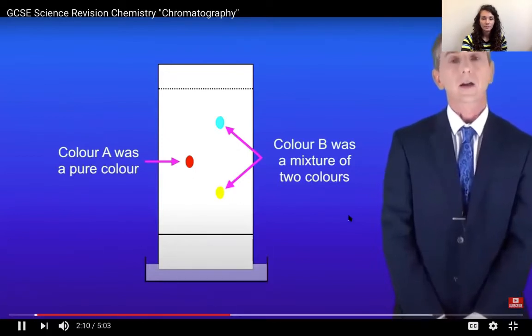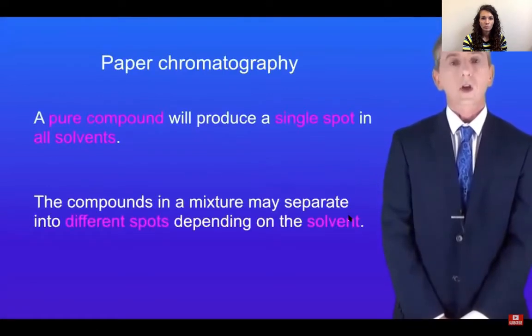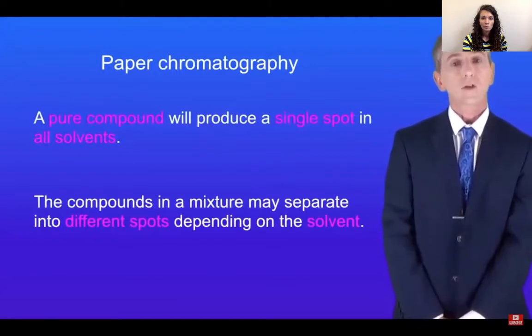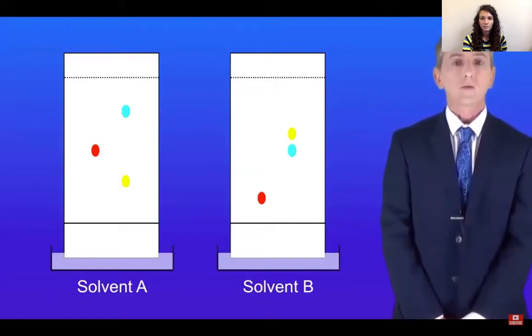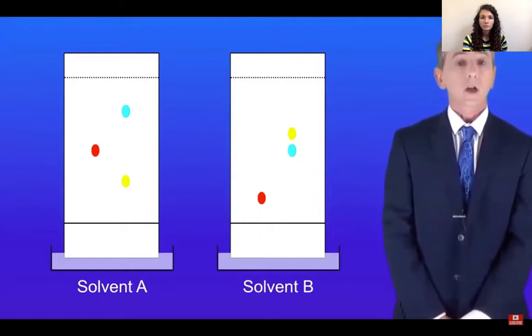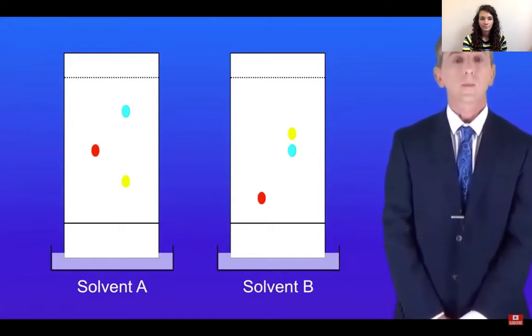So here's another key fact. A pure compound will produce a single spot in all solvents, whereas the compounds in a mixture may separate into different spots depending on the solvent. I've shown you that with these two diagrams. These show the experiment again, but this time repeated with a different solvent. You can see that the red colour still produces a single spot, even if we change the solvent. The position of the spot may change, but it's still a single spot. Paper chromatography works because different substances have different solubilities. A more soluble substance travels further up the paper than a substance which is less soluble.